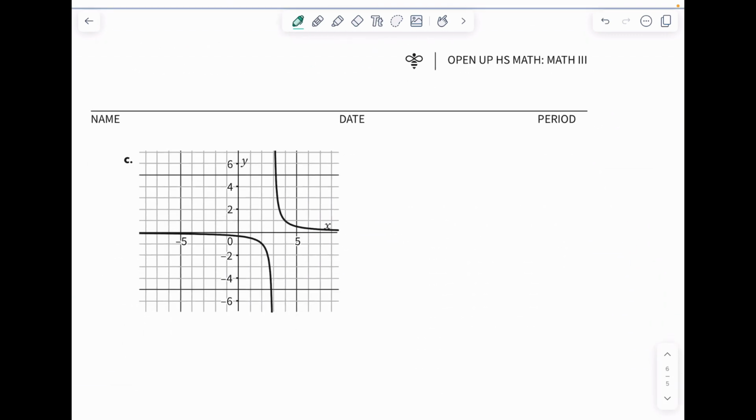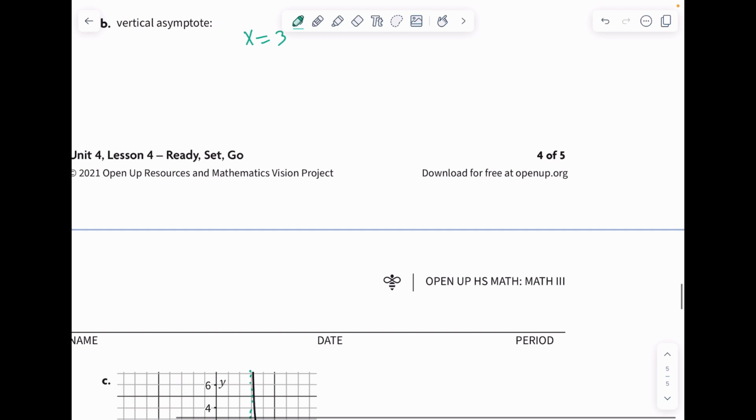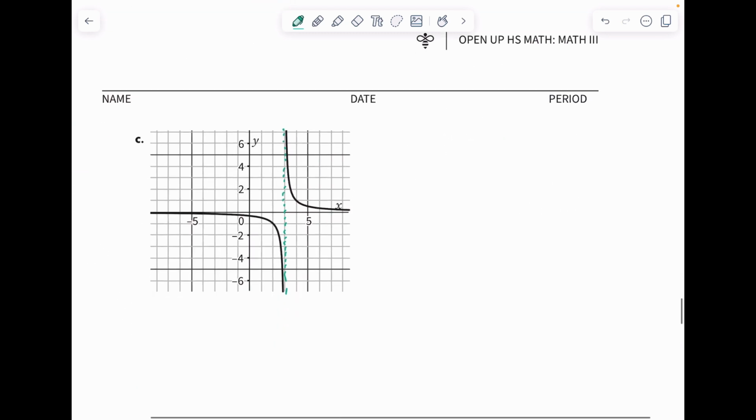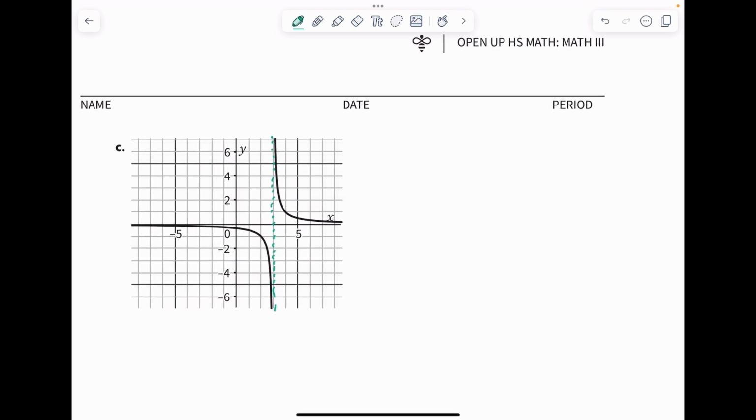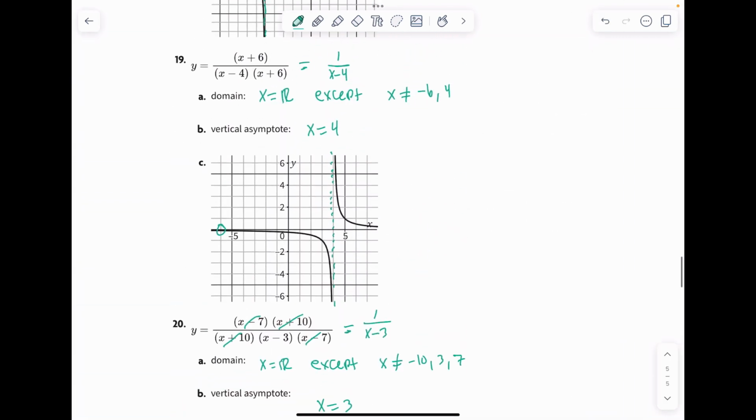So let's sketch it right here, and then we have to circle where it's undefined at negative 10, which is not even on there, and then at 3, and then at 7, 5, 6, 7. So right there. Let's do it there. Okay. Perfect. This wasn't terrible.